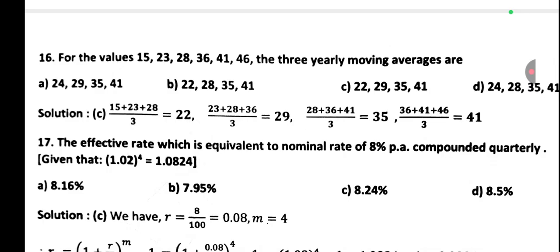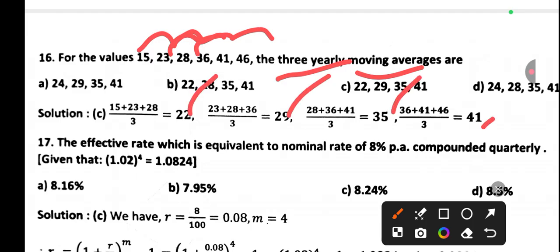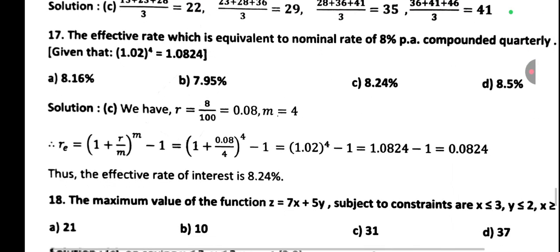Now see, in this question paper, the 3 yearly or 5 yearly moving average is there. You add the first 3 and divide by 3, add the next 3 and divide by 3, add the next 3 and divide by 3. Like that, you get the answer 22, 29, 35, 41, option C, children. So it is the 3 yearly moving average.